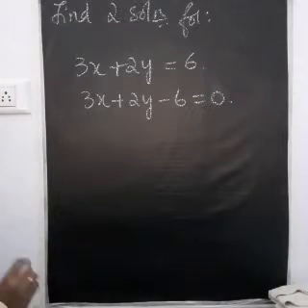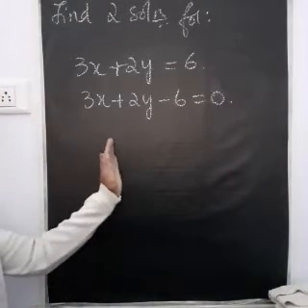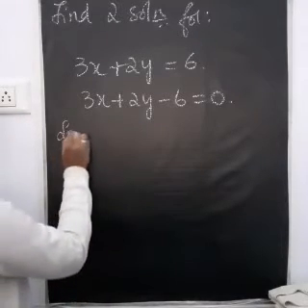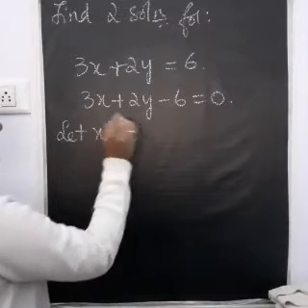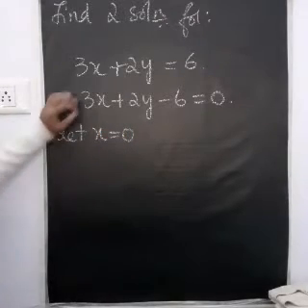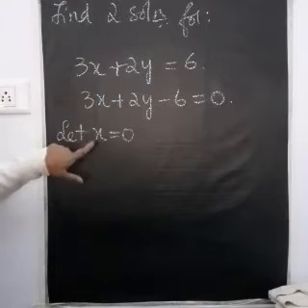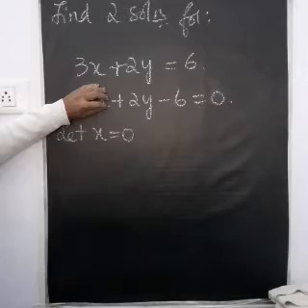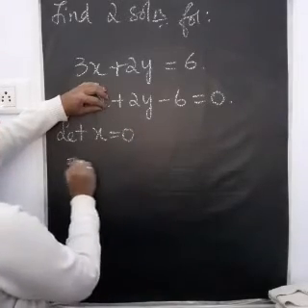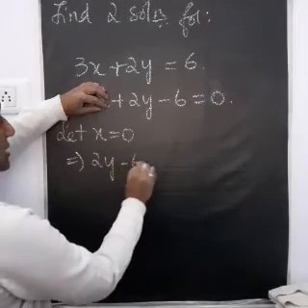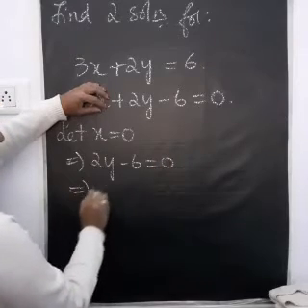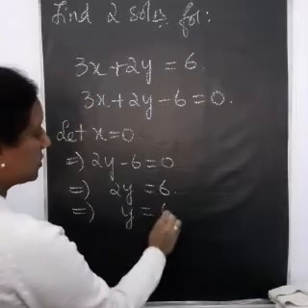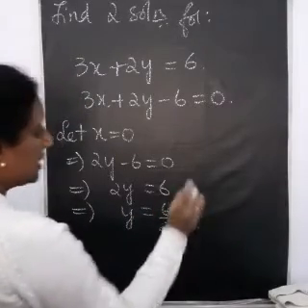Now you give values for x and find the corresponding value for y. The easiest is to let x equal to 0. When x is 0, this whole term becomes 0. Why? Instead of x, if I put 0, 3 into 0 becomes 0. So what do I get? That implies 2y minus 6 equal to 0, so 2y is equal to 6 and y is equal to 6 by 2, which is equal to 3.